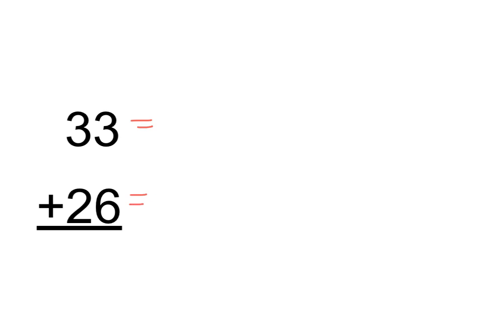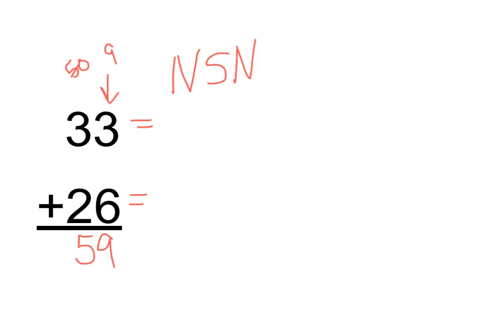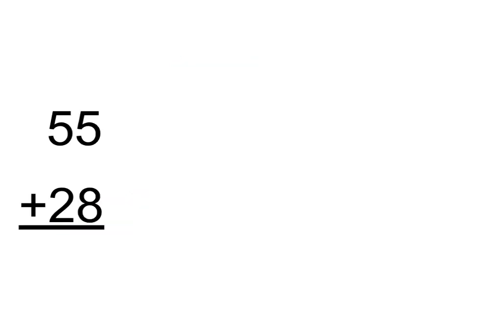Oh, I got ready to expand that, and do you know what I noticed? 3 plus 6 is only equal to 9, which is less than 10. And 30 plus 20 equals 50, which is less than 100. So I don't need to expand it. I can just write NSN, which means no strategy needed. I show my thinking by showing that I thought through it and realized that. Nice.